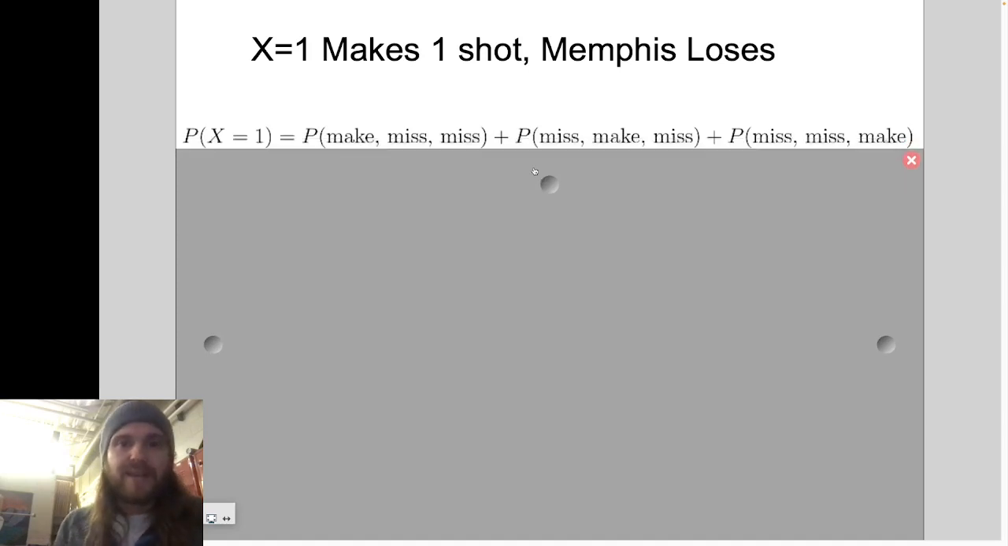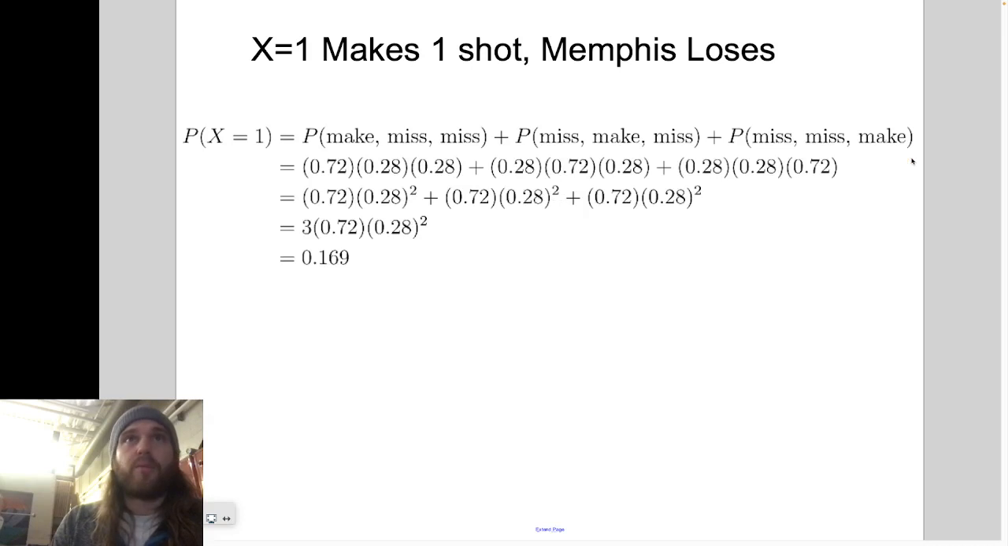So he can make the first shot and then miss the second 2 shots. He can miss the first one, make the second one, miss the third one, right? He can miss the first 2 and then make the last one. So these are all the options for Darius if he was going to make one shot, and each one is independent. And each of these has their own probability.